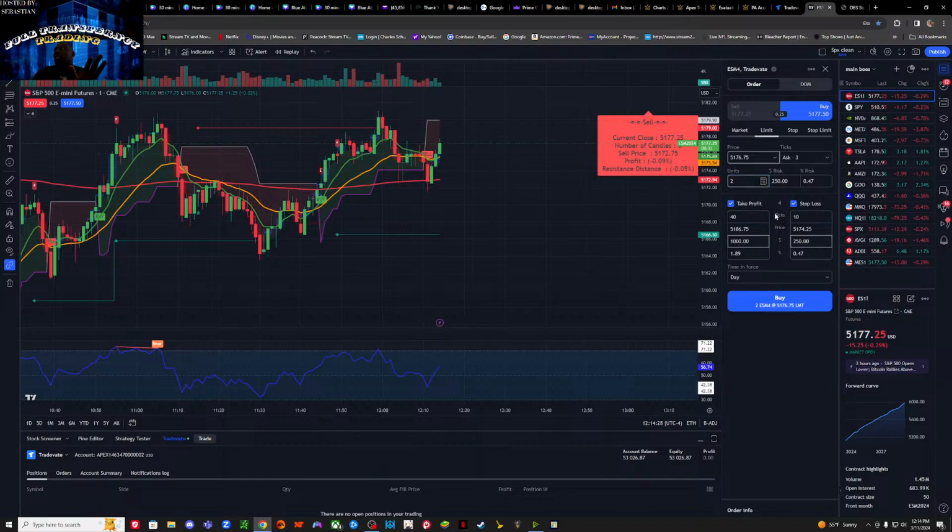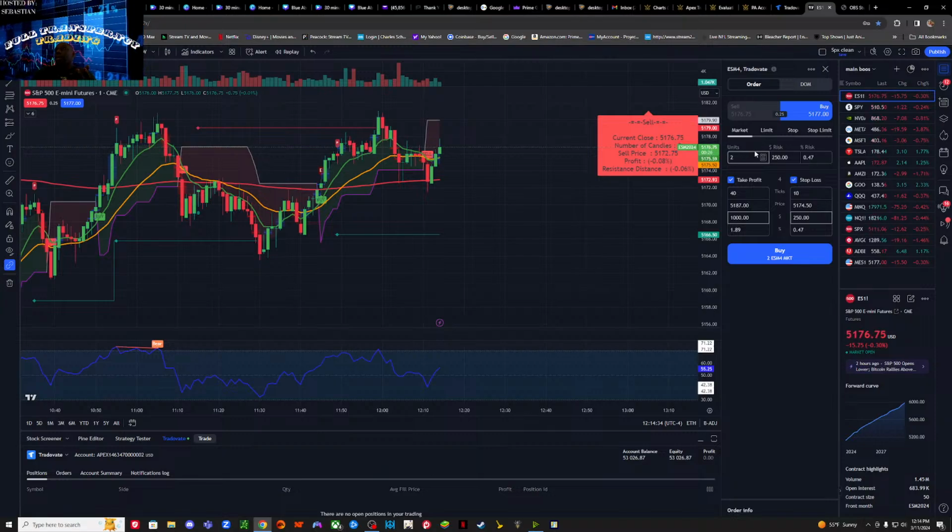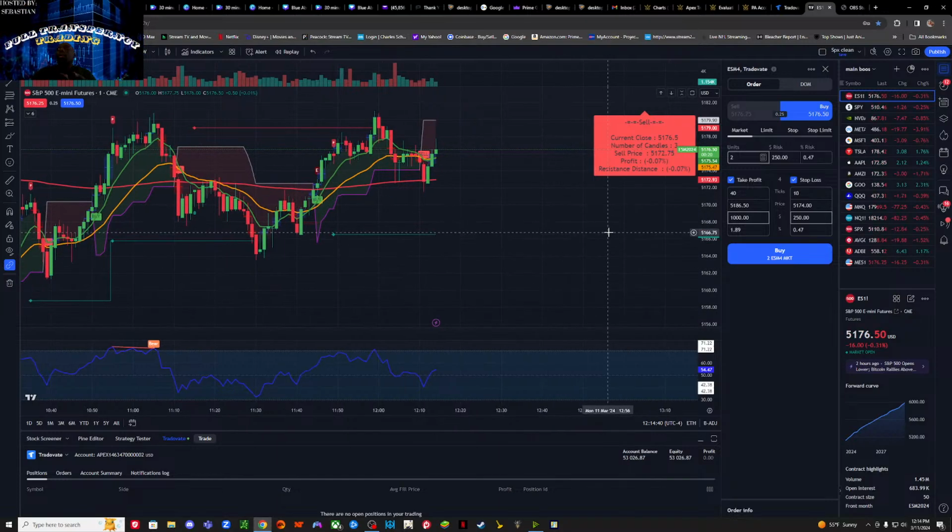So the maximum I'm willing to risk, I would have gotten right here at the 200 EMA, would have been $200. I would have bought market. And all I would have needed this to do is run up to about 51.86, right? But I'm not looking for the $1,000. What I'm looking for is my first take profit target.